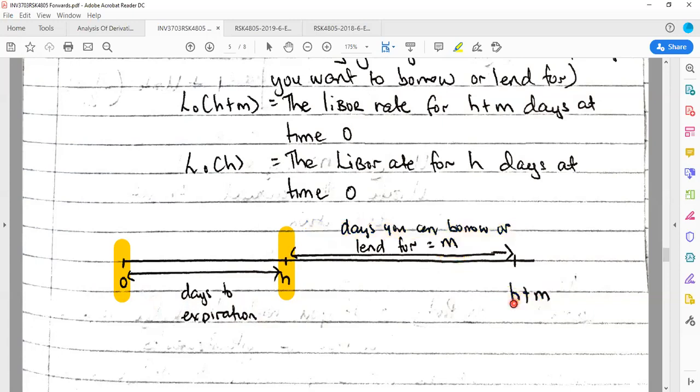So with a forward rate agreement, you are at time 0 and you want to borrow or lend at time H. And the money that you're going to borrow or lend at time H, you want to borrow or lend it for M days. So it means when you pay back the money or you receive the money back, H plus M days will have passed. So days to expiration just means the number of days that pass before you actually borrow or lend the money.